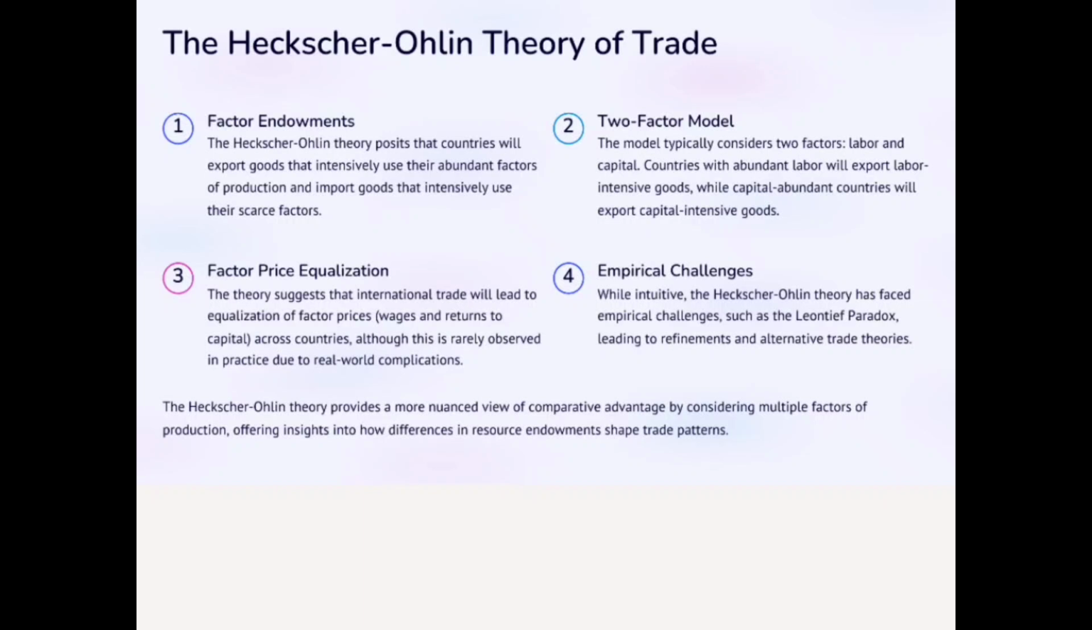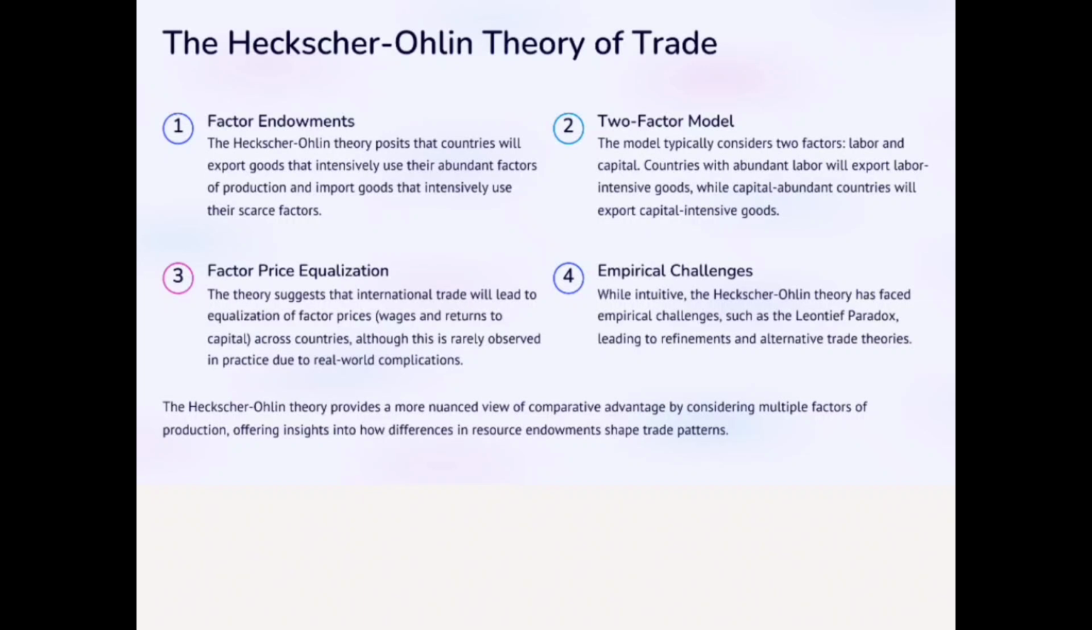2. Two-factor model. The model typically considers two factors, labor and capital. Countries with abundant labor will export labor-intensive goods, while capital-abundant countries will export capital-intensive goods. 3. Factor price equalization. The theory suggests that international trade will lead to equalization of factor prices, wages and returns to capital, across countries, although this is rarely observed in practice due to real-world complications.